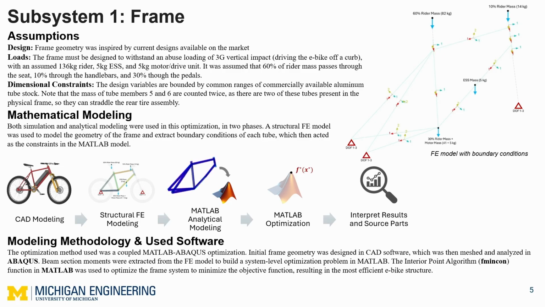Our mathematical modeling approach started with designing a CAD model of the frame. An Abaqus finite element model was then generated and a 3G static load applied. Section moments were then extracted from this FE model, which we then put into our MATLAB mathematical model as a parameter. MATLAB then utilizes the fmincon function to find an optimal set of tube diameters and thicknesses for the frame tubes, all while satisfying our design constraints.